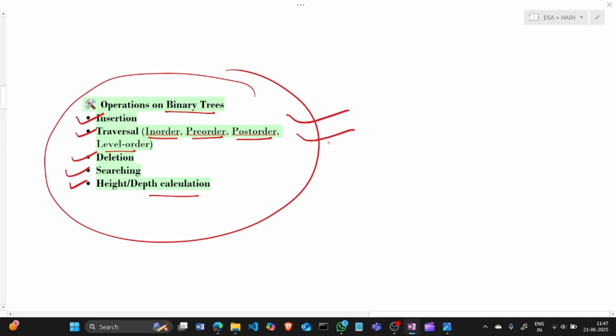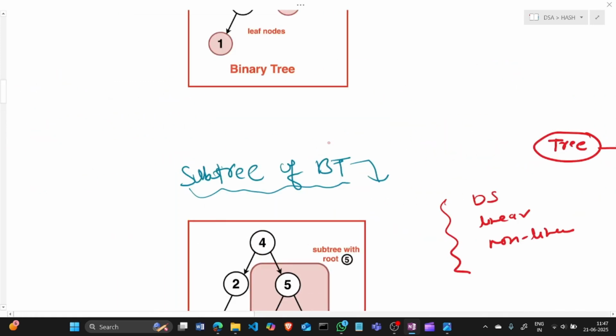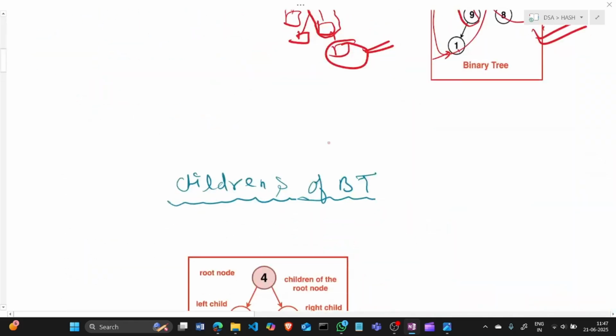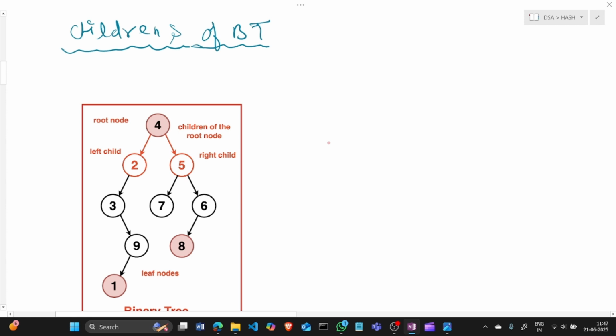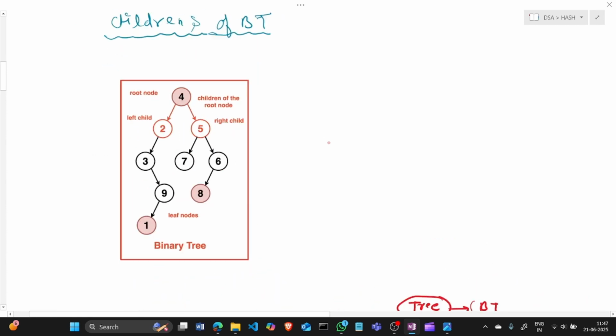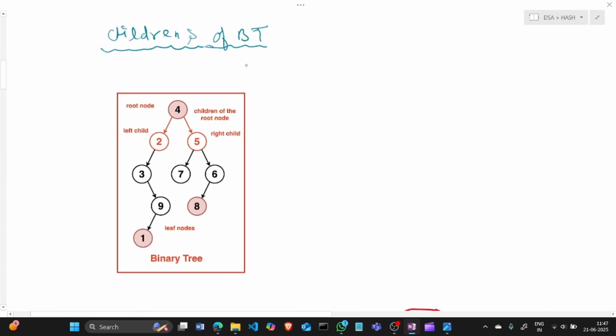Okay, so let's see some of the points. Children of a binary tree: this is the root node we already covered. This is the child, this is the right child, this is the left child, this is the leaf node. Okay, these are the leaf nodes.